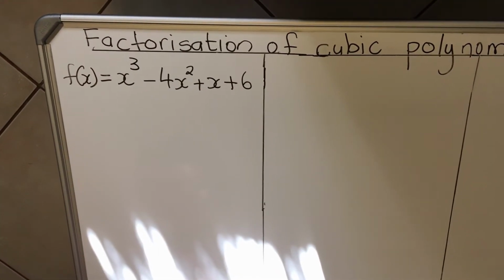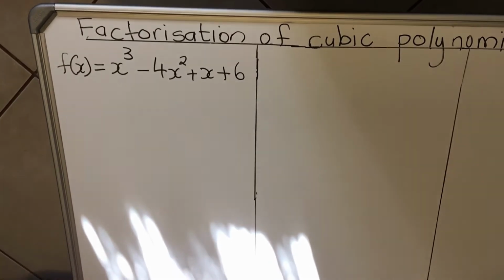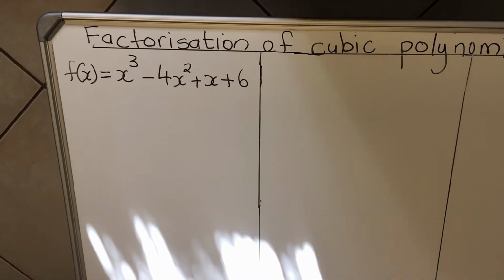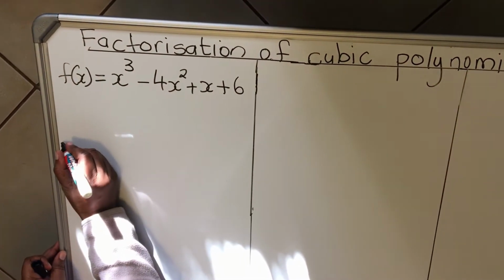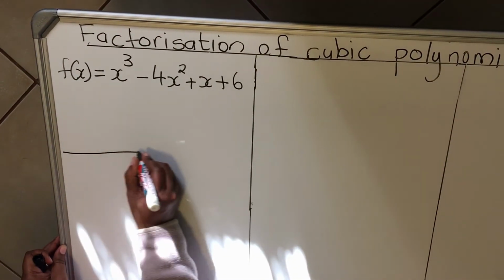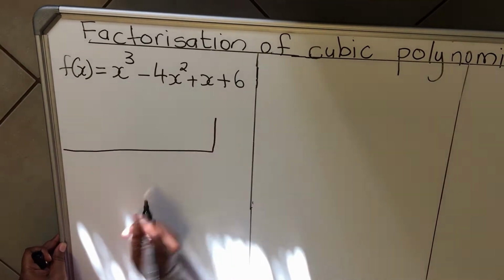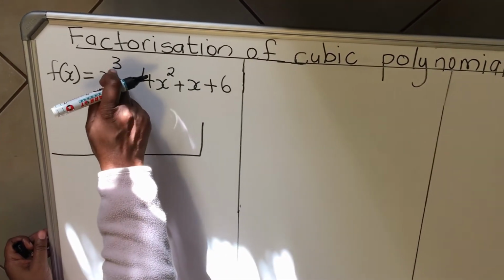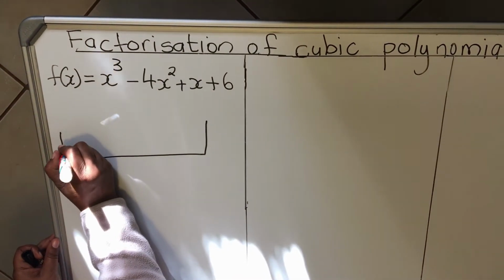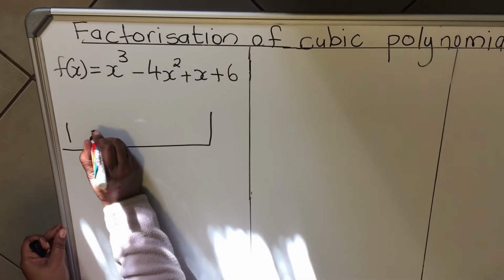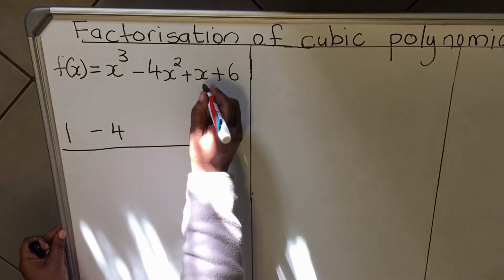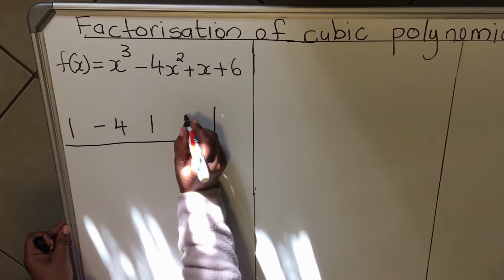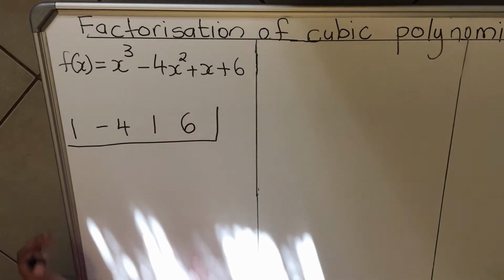There are different ways that you can use to factorize, but I find that this one is the easier one. The first thing that you do, write a slanting L like this. In the slanting L, write the coefficient of x cubed, 1, the coefficient of x squared, minus 4, the coefficient of x, 1, and 6 is the constant. You write the constant.